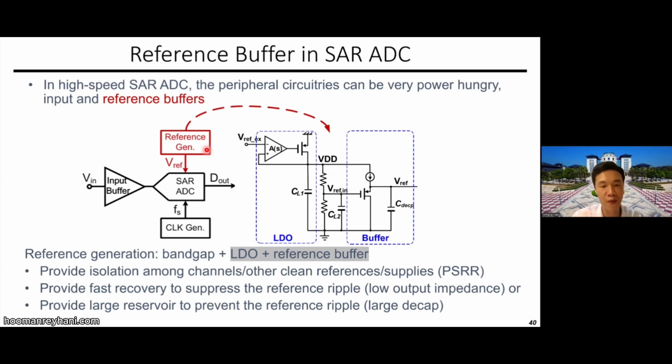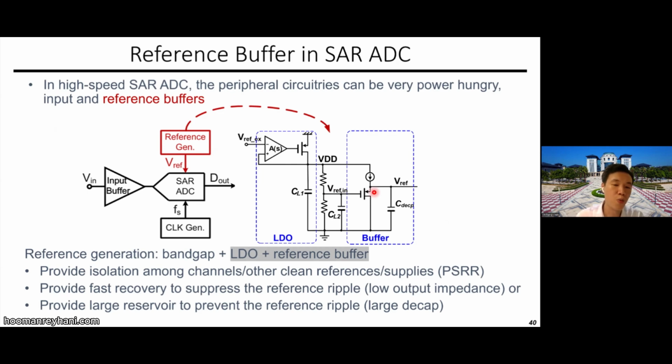First, of course, you have the bandgap over there. Those are not the power hungry guys, so I'm not going to talk about that. But then you will have the LDO and then you have the reference buffer. The buffer itself can have a good isolation between channels, and it also helps to give you some power supply rejection ratio. So rather than just from the LDO, you will have more from the buffer. They give you some, but it's not a lot.